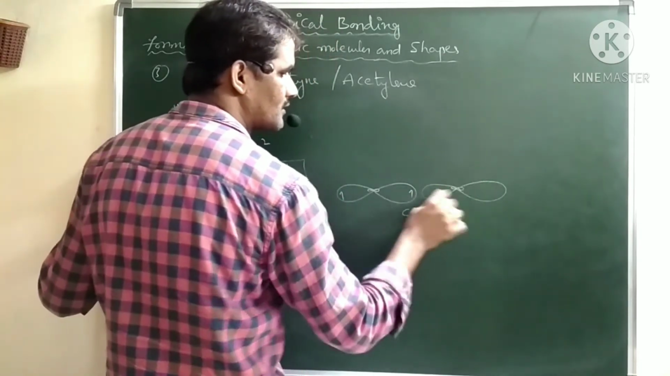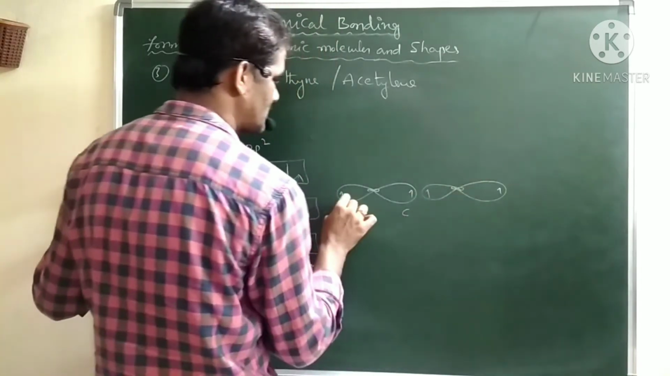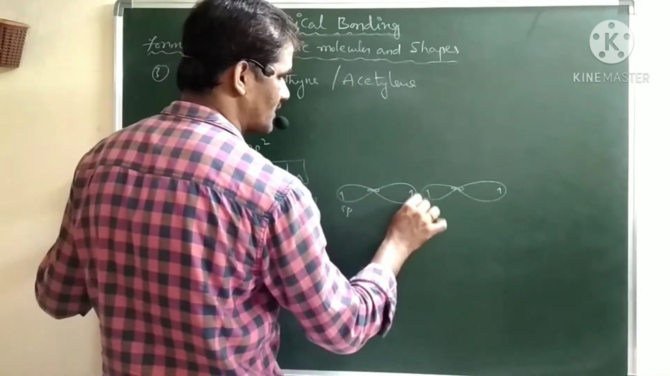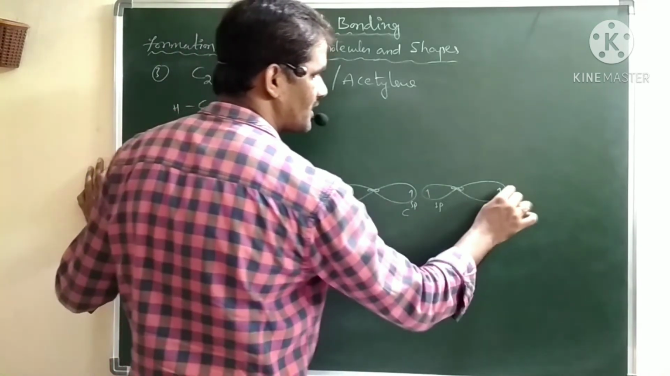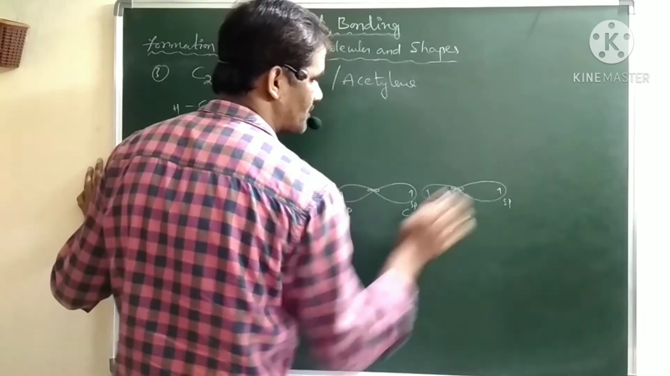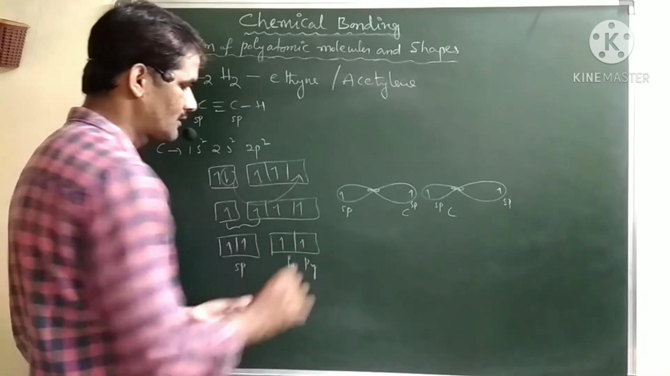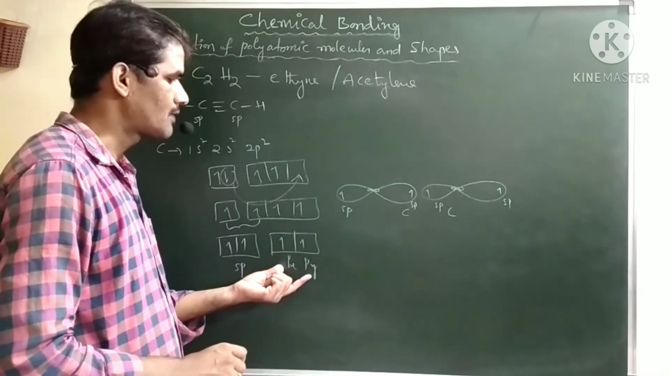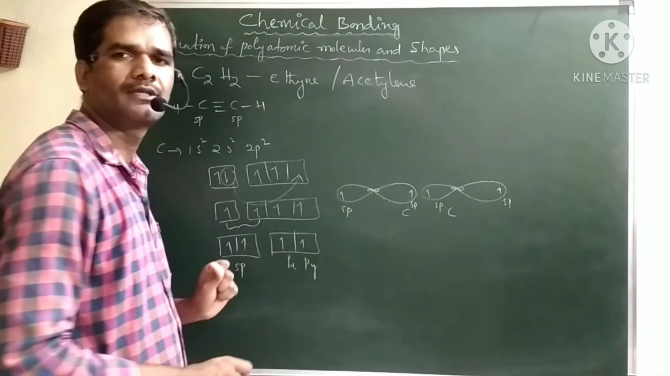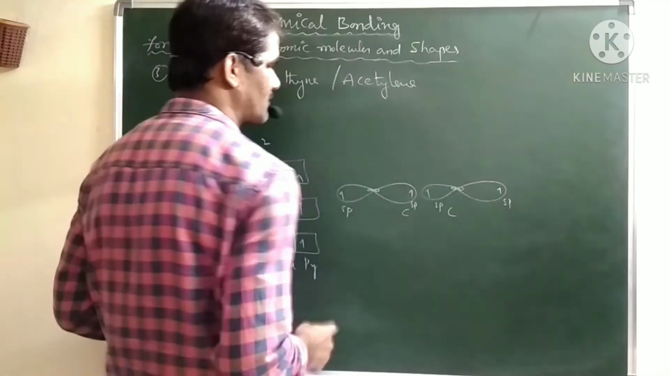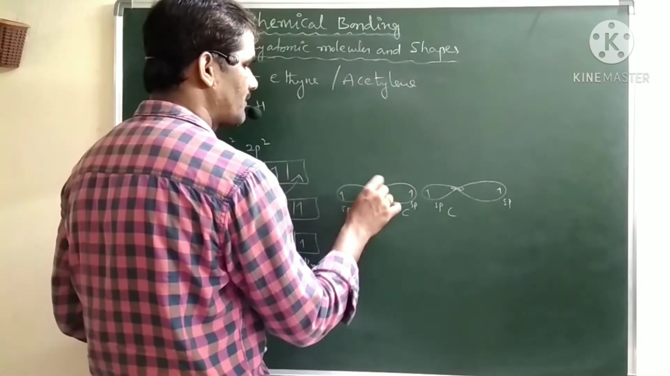It has 2 sp hybrid orbitals. This is one sp hybrid orbital and this is one sp, and this is also an sp hybrid orbital of the other carbon. And each carbon is also carrying 2 atomic orbitals. These atomic orbitals are perpendicular to the internuclear axis of these hybrid orbitals. So you can draw them perpendicular.